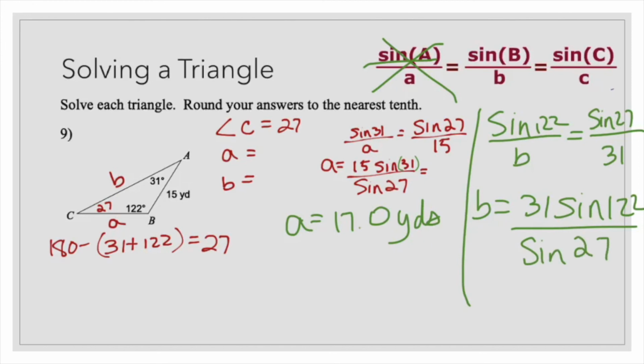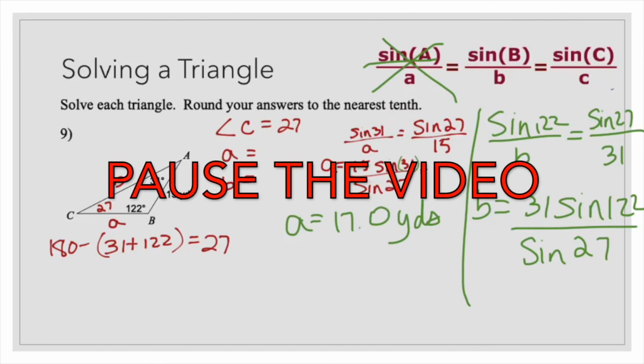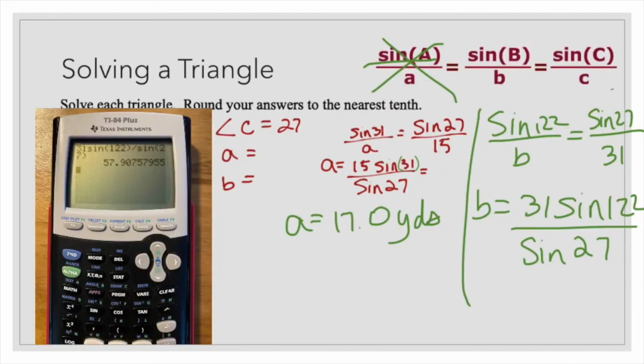I'm going to put that in my calculator. I encourage you to do the same. Pause the video, put this into your calculator. Let's do it together. All right, when I put that in my calculator, I put that 31 sine 122. Notice I closed the parentheses there, and I divided it by sine 27, and I got 57.9. We're rounding this to the nearest tenth, and so that 0 keeps that 9 as is, and so we'll have 57.9 for letter B.